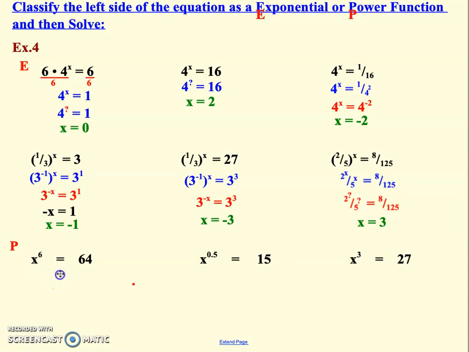The first thing I could do is ask myself just the question, what to the sixth is 64? And you might be able just to answer that. Some of you guys may not, but if you think it through a little bit, that's actually 2. So 2 to the 6th is 64.